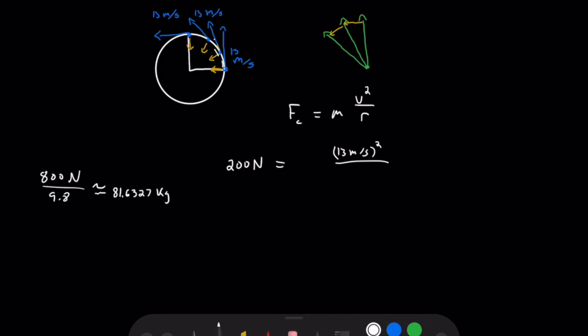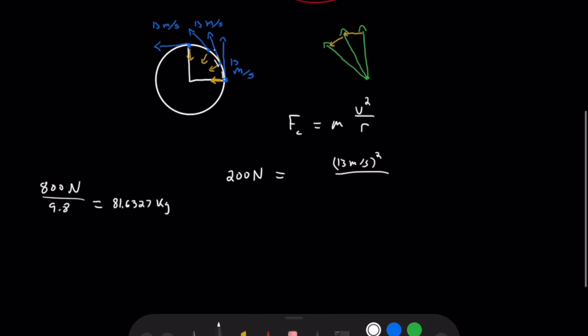That might not be approximate. That might be, let's see, let's verify. No, that's exact, it looks like. Okay, so we're going to use that as our value there, and we are going to be solving for r. So we are going to have 81.6327. Just get these computations out of the way really quick.